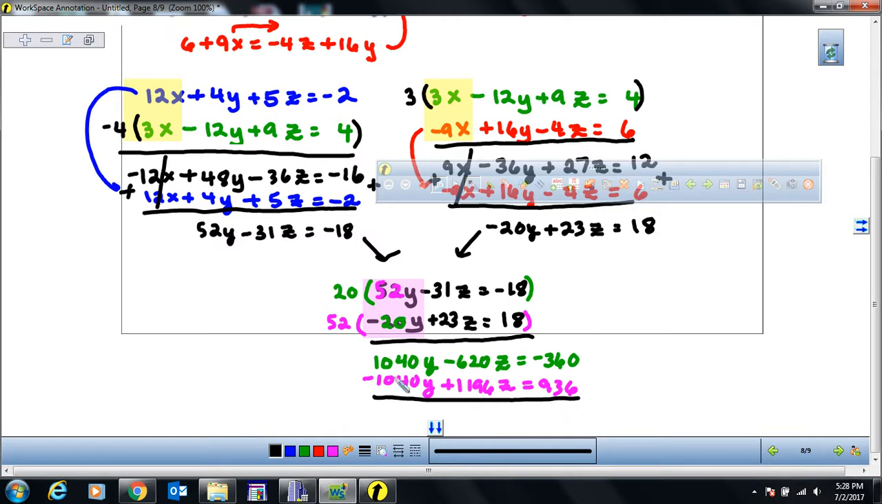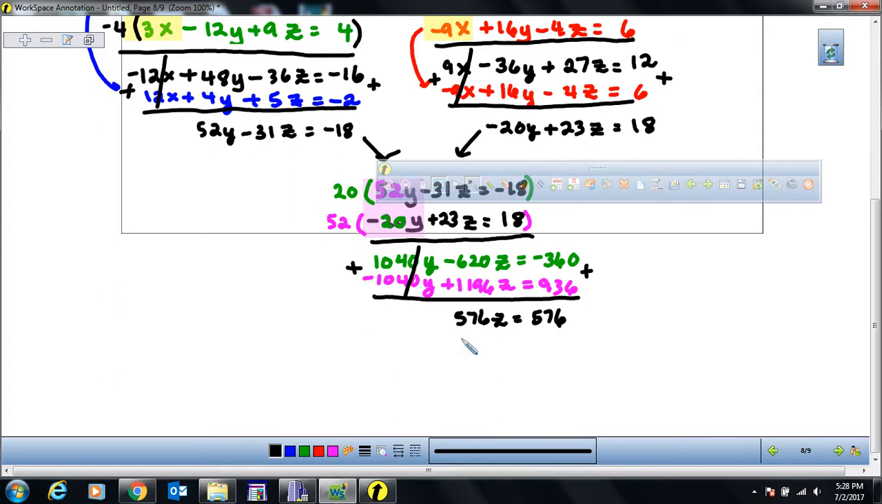Now we need to add these two equations. The y's, you see that both of them cancel, right? So we're going to get 1196, if I subtract 620, that's going to be 576z equals 936, if we subtract the 360, that's also 576. Then how do we leave the z by itself? Divide 576 on both sides, and that's going to give us z is equal to 1.